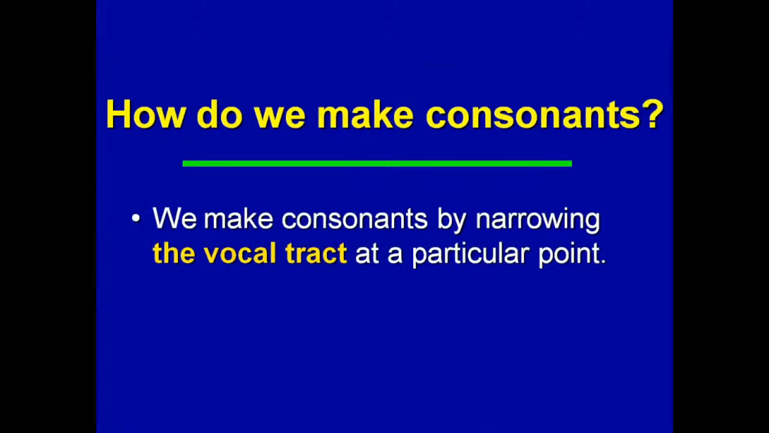Now the problem is, how do we make consonants? We make consonants by narrowing the vocal tract at a particular point. This particular point here means the point of contact between two articulators. And what is meant by articulators? Those speech organs that enable us to produce speech sounds. That point of contact between them is called a place of articulation.